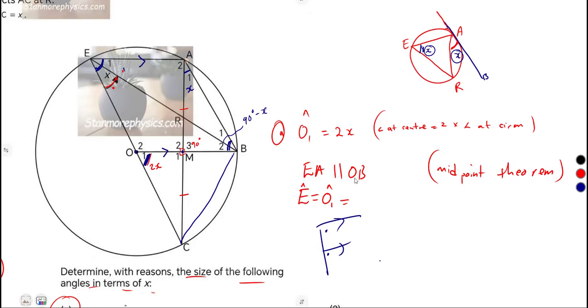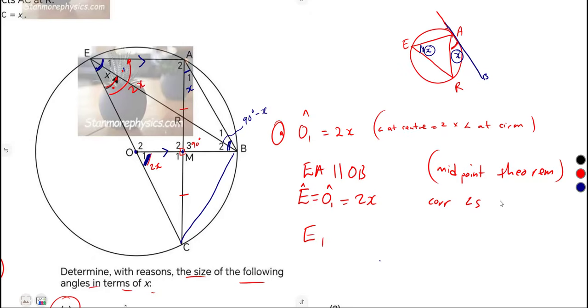And angle O1, we have it as 2x. So if the whole angle at E is 2x, what about E1? All right. So here, the reason why we said angle E is equal to angle O1, we talked about corresponding angles here. The reason being what?